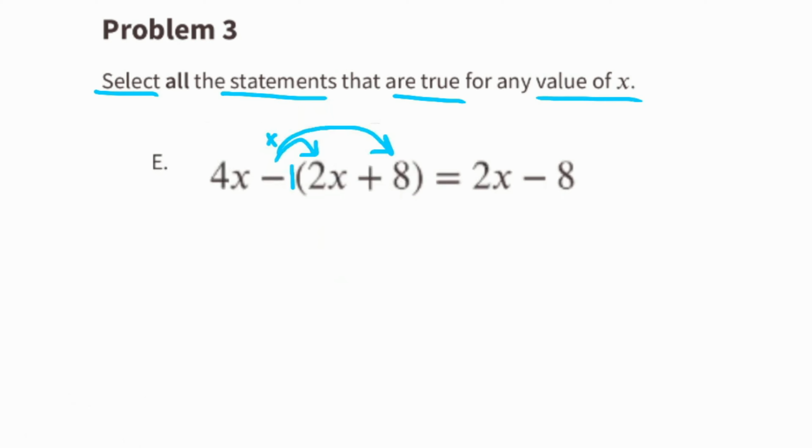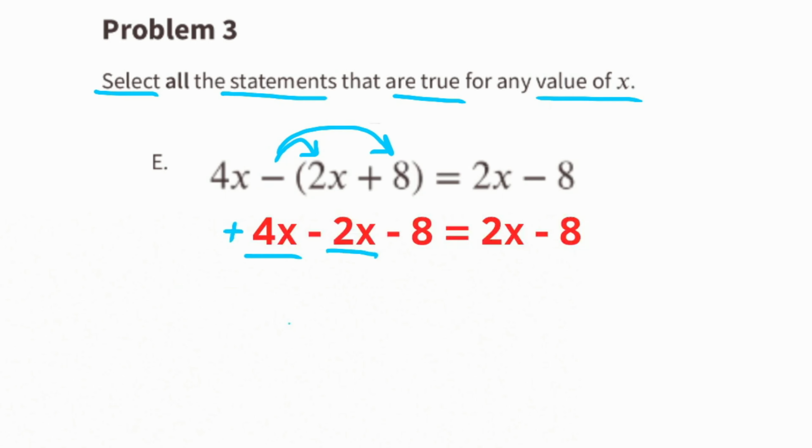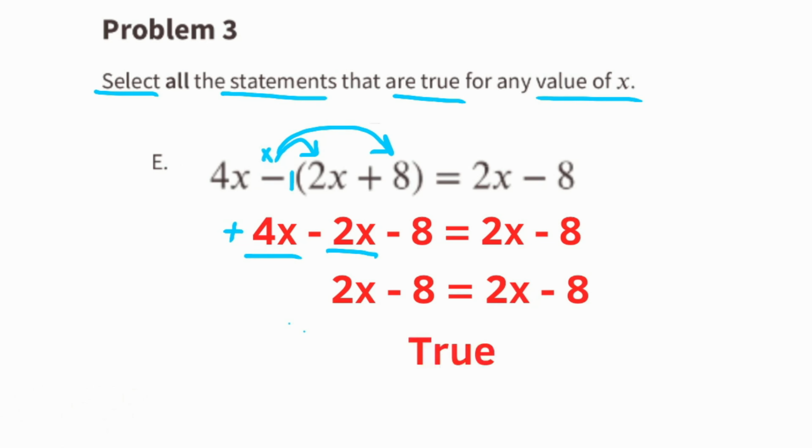E. A negative times a positive is a negative, and a negative times a positive is a negative. So on the left side of the equal sign, we can rewrite this as 4x minus 2x minus 8. Let's combine the like terms. We have 4x minus 2x. That equals 2x. So on the left side of the equal sign, it reads 2x minus 8. On the right side of the equal sign, it reads 2x minus 8. Since these are equal, this statement is true.